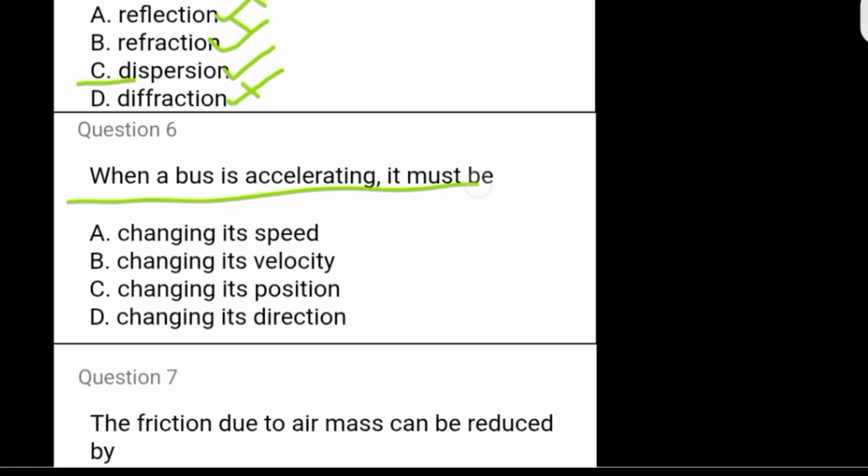Next one is when the bus is accelerating, it must be dash. So acceleration is the rate of change of velocity with time.